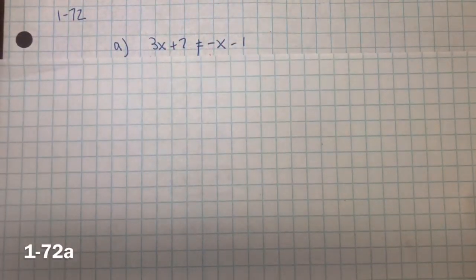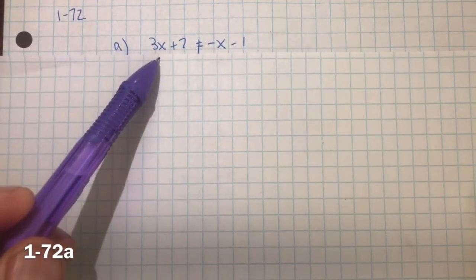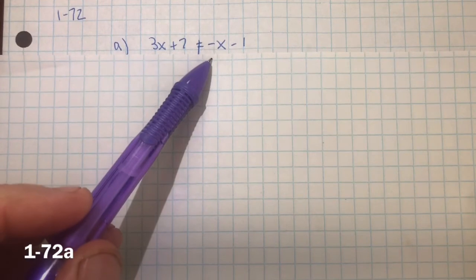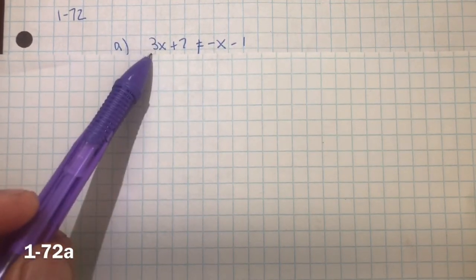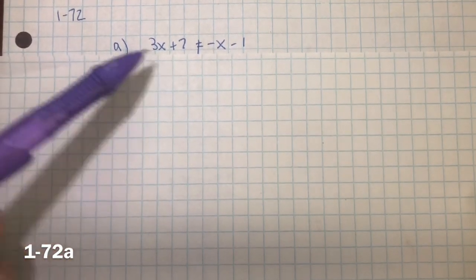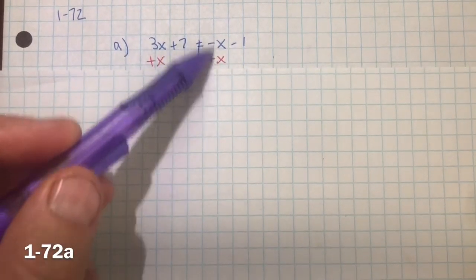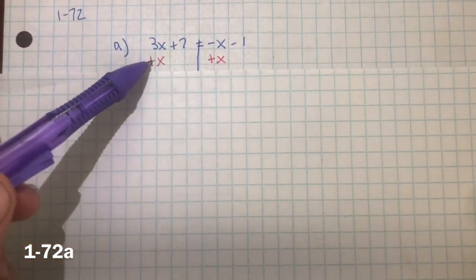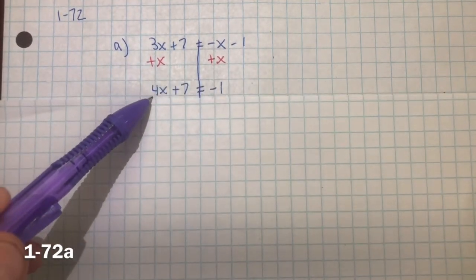72a, you need to solve the equation and then determine how many solutions it has. So the first thing we want to do is get the variable to the side that has a greater value. There's 3 x's on the left and a negative x, so we want to get the x's to the left side. So we're going to use the inverse property of subtraction, which is addition. We created a zero pair. What you do to one side, you do to the other. 3x plus x is 4x.